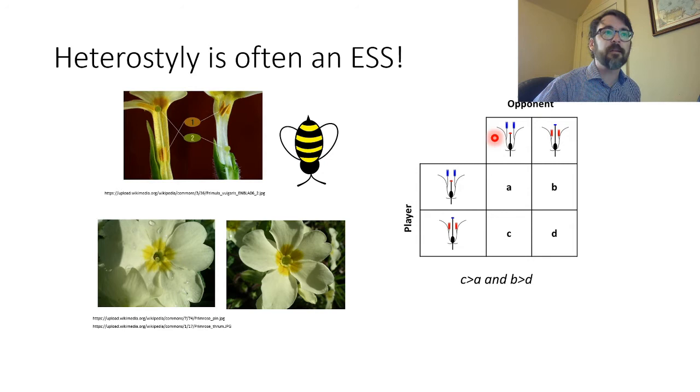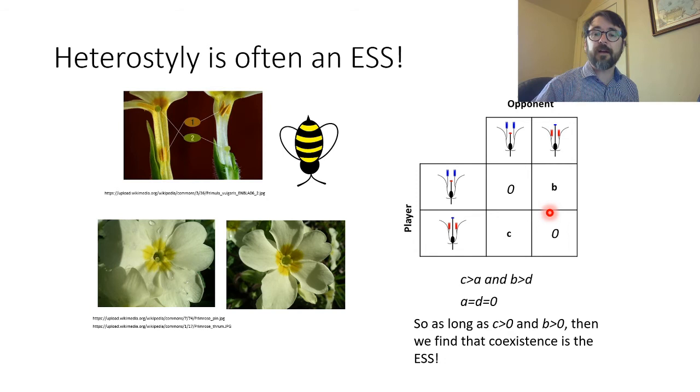Well, we could go further and we could even put zeros in for these two things. And what's interesting is that as long as C is greater than zero and B is greater than zero, we'll find that coexistence is the ESS. And even more interestingly, if B is equal to C, we would find that the frequency would be 50-50. And so if the frequency deviates from 50-50, then you might actually be able to calculate values of B and C.